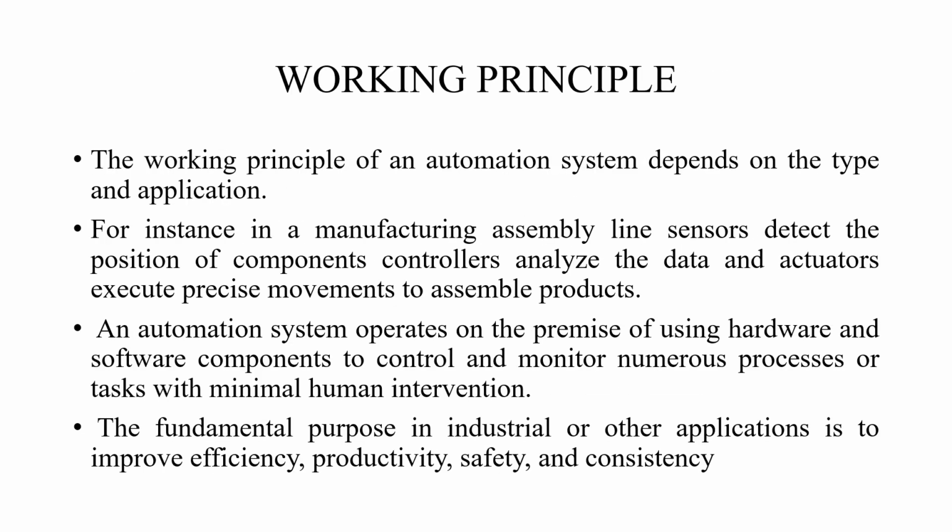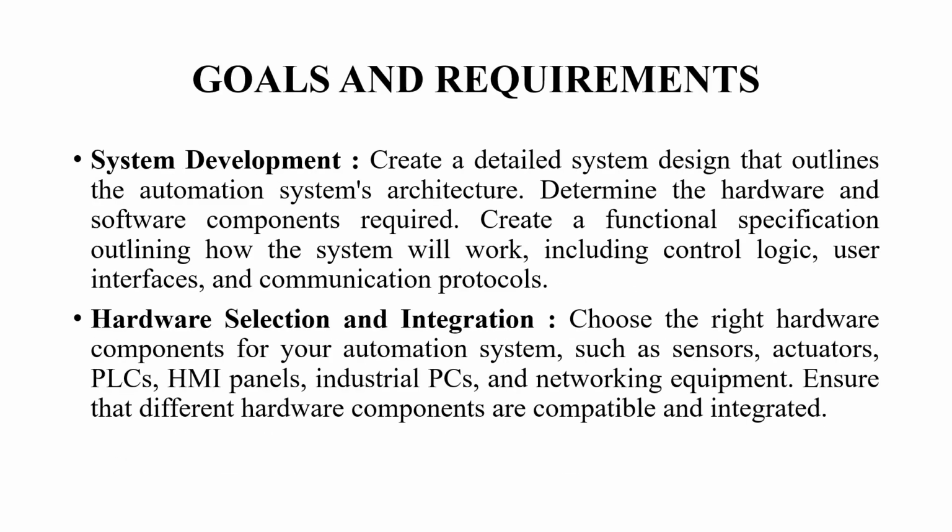So next, working principle. So the working principle of the automation system depends upon the types of application. So for instance, in a manufacturing assembly line, sensors detect the position of the components, and the automation system operates on the premise of using hardware and software components to control and monitor numerous processes or tasks with minimal human intervention. The fundamental purpose in industrial or other applications is to improve the efficiency, productivity, and safety.